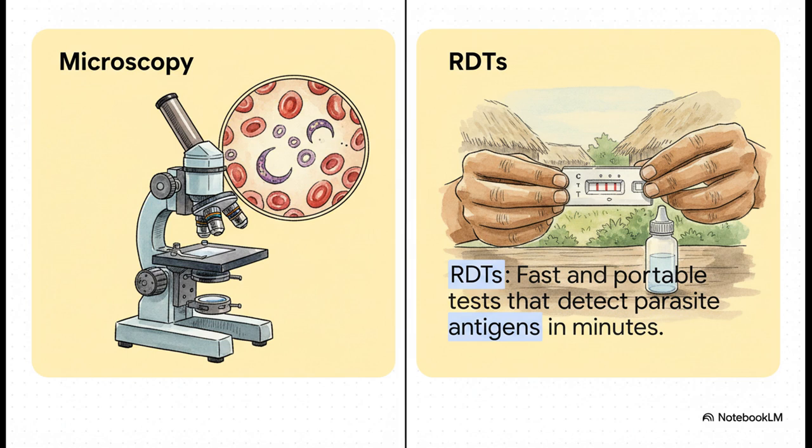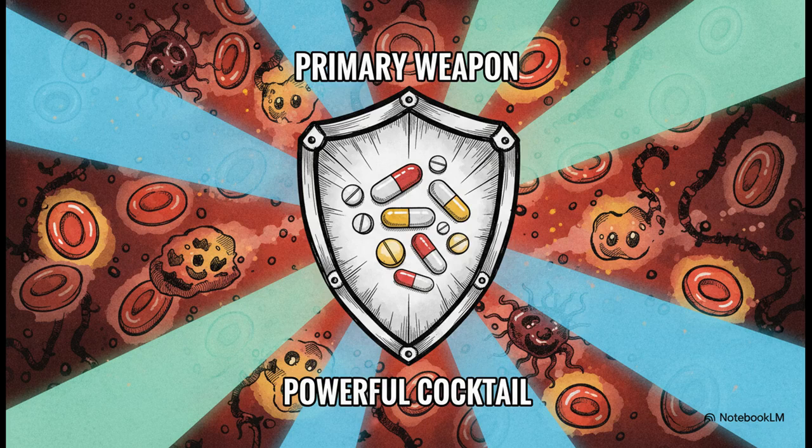But what if you're hours away from a lab? Well, that's where rapid diagnostic tests, or RDTs, are absolute game changers. They work kind of like a home pregnancy test, giving you a quick yes or no answer in just a few minutes, which means treatment can start right away. Once that parasite is found, we have a really powerful weapon to fight back with: artemisinin-based combination therapy, or ACT. It's a potent cocktail of drugs that attacks the parasite from a few different angles. It clears the infection quickly and effectively, and it's really been the cornerstone of modern malaria treatment.